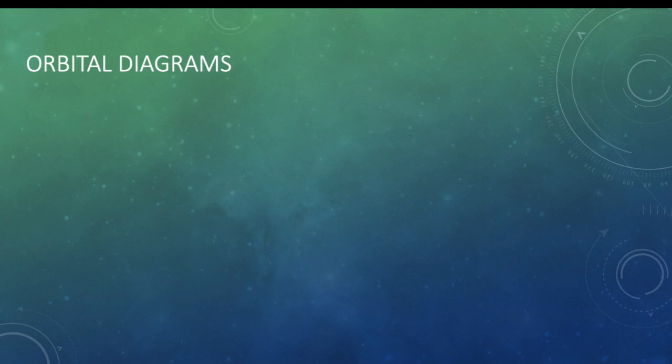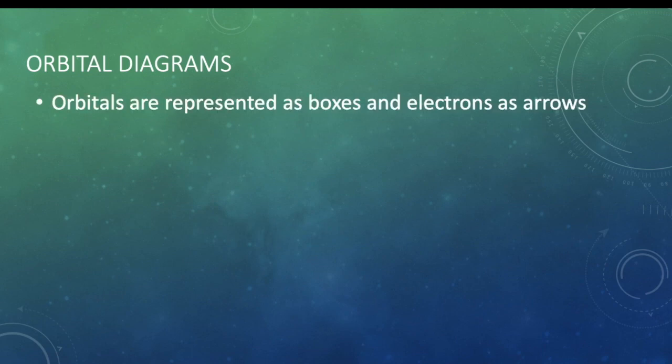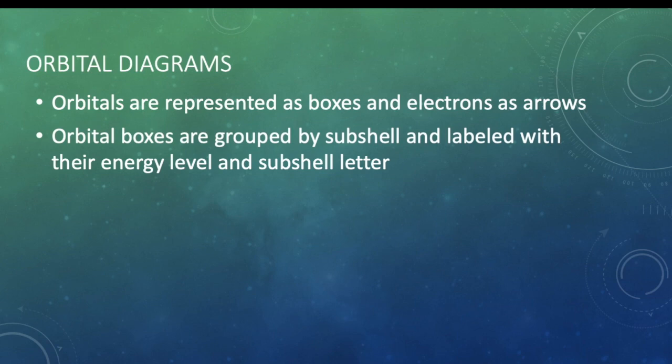Let's talk about the specifics of orbital diagrams. In an orbital diagram, the individual orbitals are represented as boxes, and we draw the electrons as arrows. Orbital boxes are grouped together by their subshell, and they are labeled with their energy level and subshell letter. So let's do our first example together. We're going to make an orbital diagram for carbon.